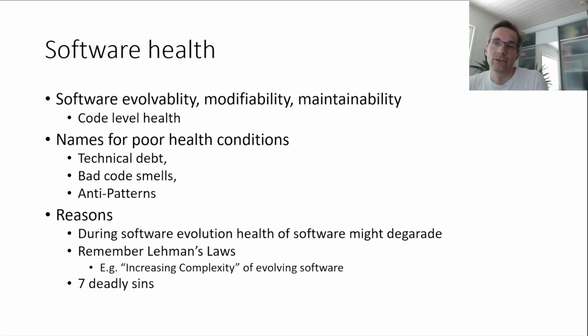Also during this lecture we will cover reasons for poor software health. You might remember Lehman's laws from the previous lecture. For example, the law of increasing complexity that occurs during software evolution makes the software health degrade. If you do not remember, please go to the previous lecture and check those out. Then we will also look into 7 deadly sins causing poor software health.